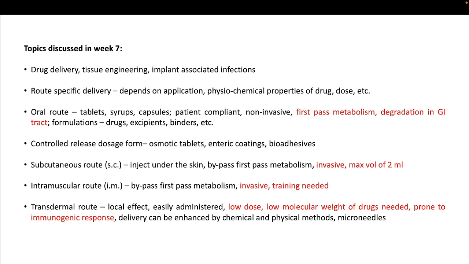So next, going ahead from the oral route, there is the subcutaneous route. This is a parenteral route, meaning it bypasses the gastrointestinal tract, and it's injected. So subcutaneous is the layer right below your skin. So that's where you inject your drug.